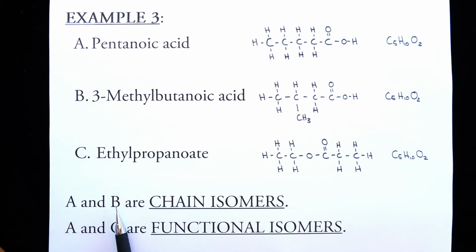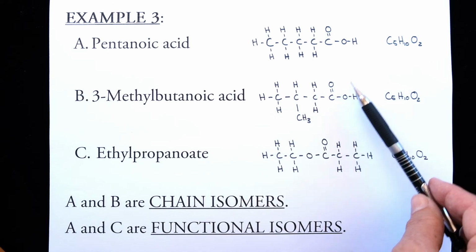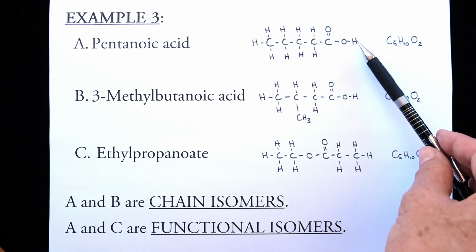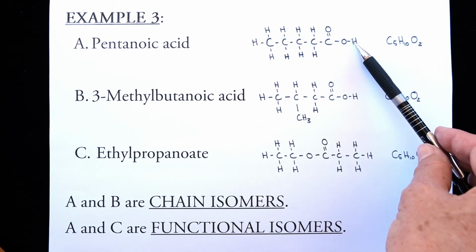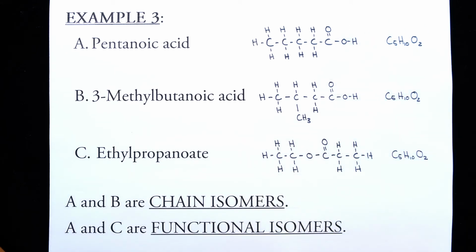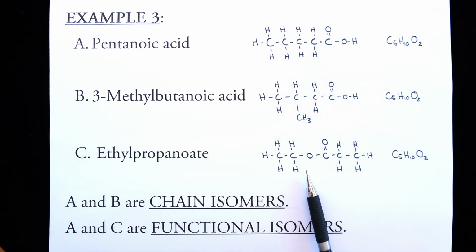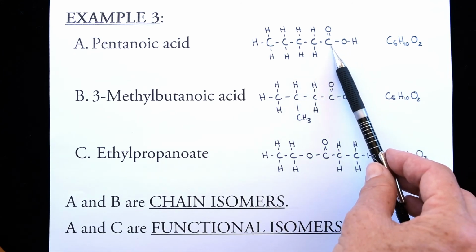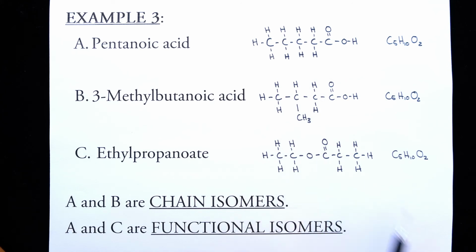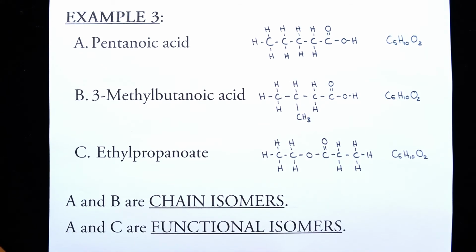Now we have to compare A and B. A and B have the same functional group. They're both carboxylic acids because they both have a carboxyl group on the end, but the chain length differs, so they are chain isomers. When we compare A and C, pentanoic acid and ethyl propanoate, this is a carboxylic acid, this is an ester. They have completely different functional groups, so therefore they are functional isomers.